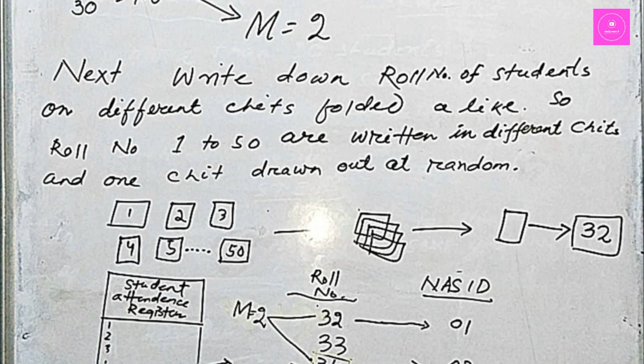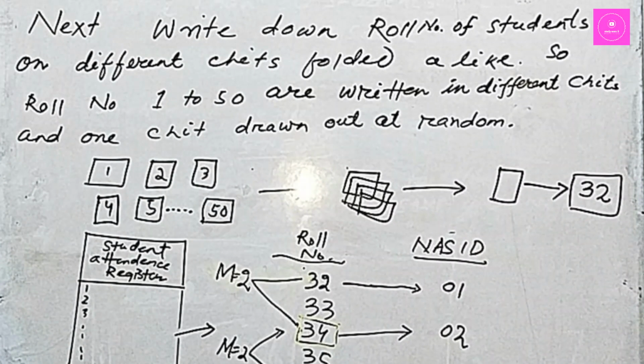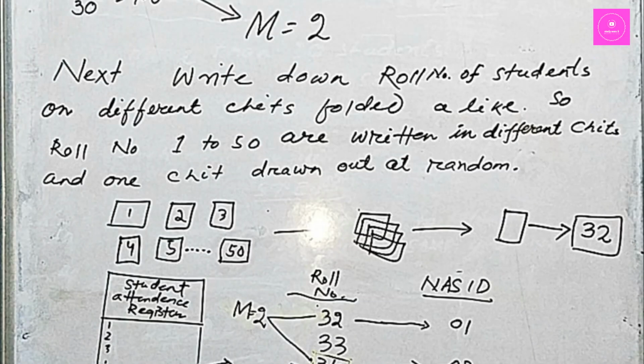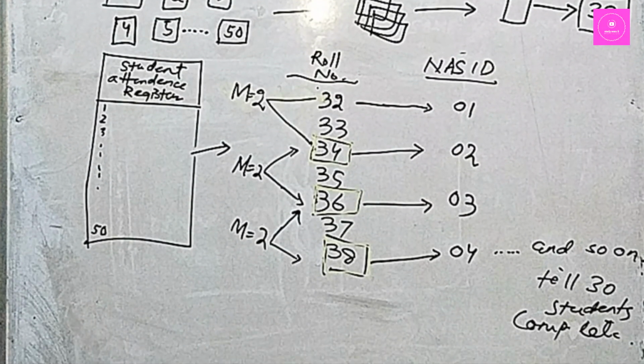Next, write down the roll numbers of students on different sheets, folded alike. So roll numbers 1 to 50 are written on different sheets and one sheet is drawn out at random. This will be the starting roll number for the survey, the first survey student. Let the roll number be 32. In the case of XYZ government school, now refer to the attendance register collected earlier and locate roll number 32. This student becomes the first sample student.